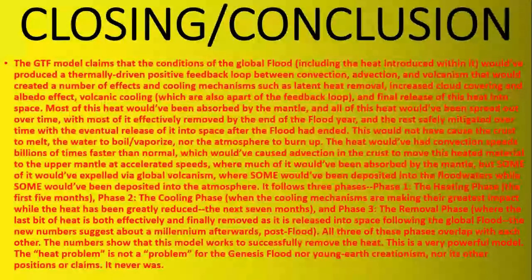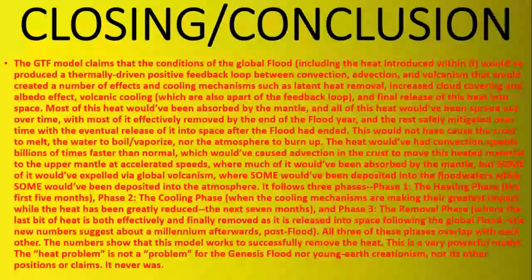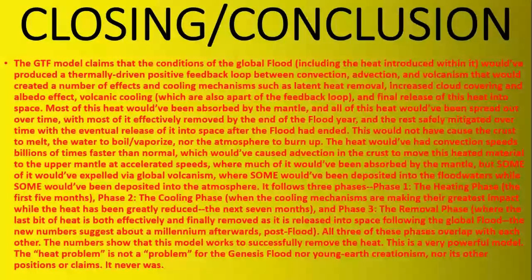So this would have blocked sunlight in much of the world, reflecting it back out into space, creating a powerful cooling effect as a result. And it is a cooling mechanism in the GTF model as well, which is also part of the feedback loop. It is associated with the positive feedback loop, and finally the release of this heat into space. Most of this heat would have been absorbed by the mantle, and all this heat would have been spread out over time, and most of it effectively removed by the end of the flood year, and the rest safely mitigated over time with the eventual release of it into space after the flood had ended.